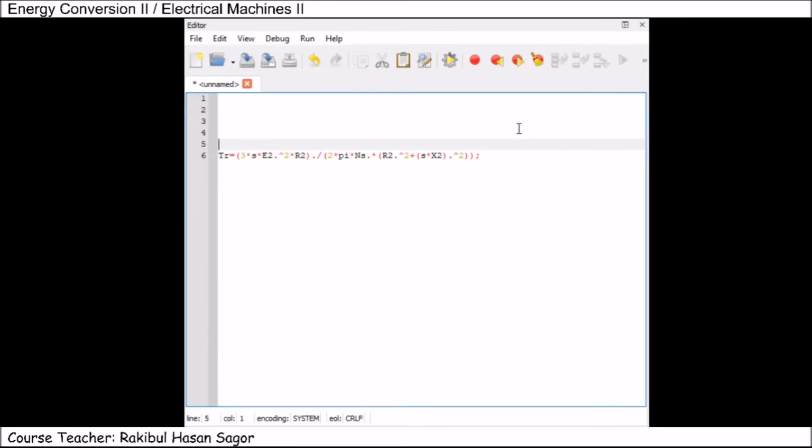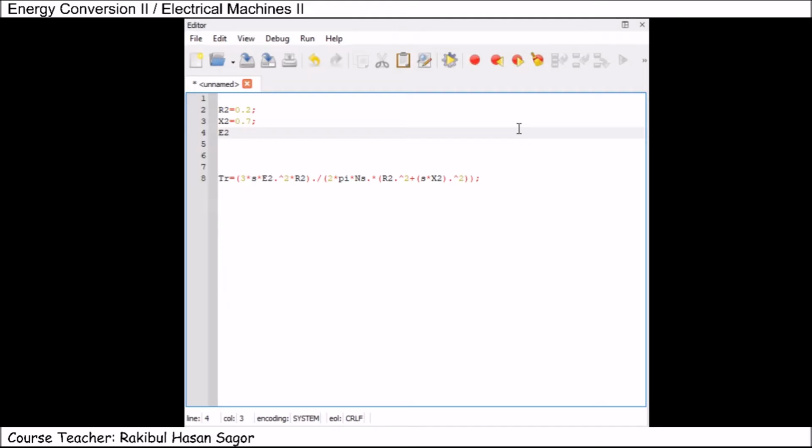Now, in order to run this code, we need to define the value of constants. So we took the value of R2 equal to 0.2 ohm, then the value of X2 equals 0.7, the value of E2. Actually, I'm not writing prime here to make the notation simplified. Actually, in the equation, this is E2 prime and X2 prime. That means reactance at standstill condition and induced EMF in the secondary side at standstill condition. So E2 we are considering equal to 80 volt.